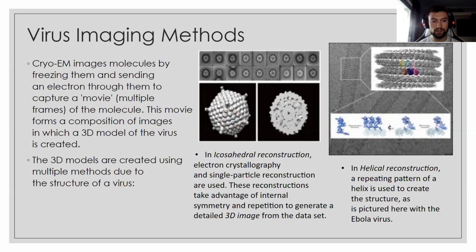The 3D models are created using multiple methods due to the structure of a virus. In icosahedral reconstruction, electron crystallography and single particle reconstruction are used. These reconstructions take advantage of internal symmetry and repetition to generate a detailed 3D image from the dataset. In helical reconstruction, a repeating pattern of a helix is used to create the structure, as pictured here with the Ebola virus.